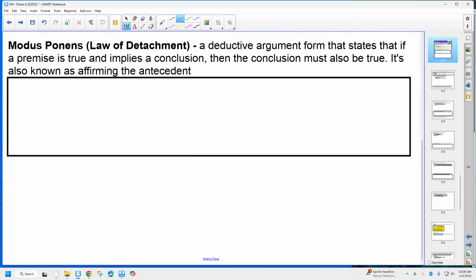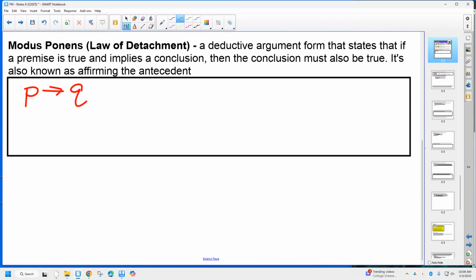The first concept is called Modus Ponens, or in other words, the law of detachment. It's a deductive argument form that states that if a premise is true and implies a conclusion, then the conclusion must also be true. It's also known as affirming the antecedent. I think all of that is kind of hard to understand, so let's give you a bare bones example.